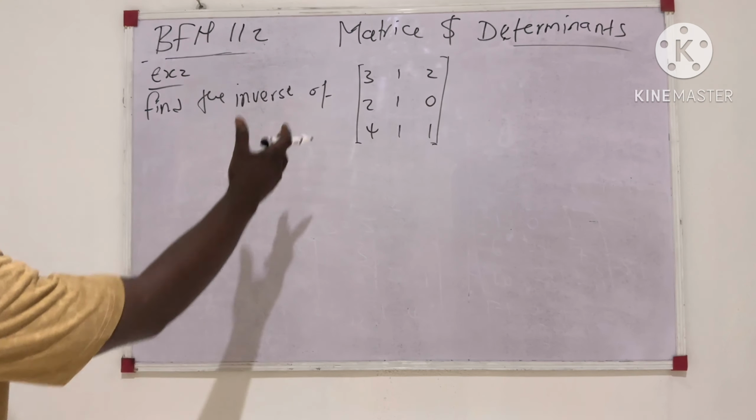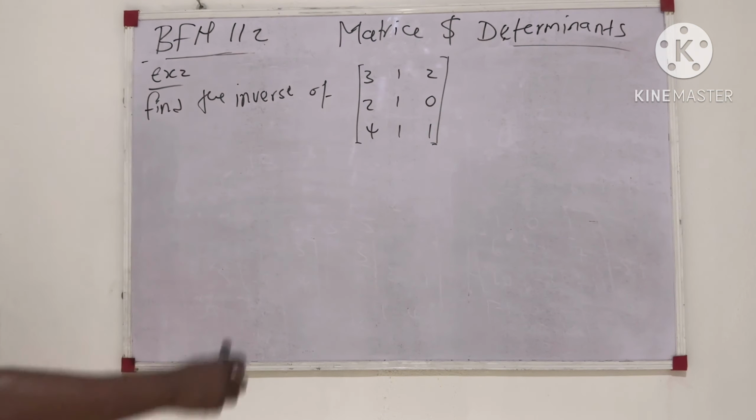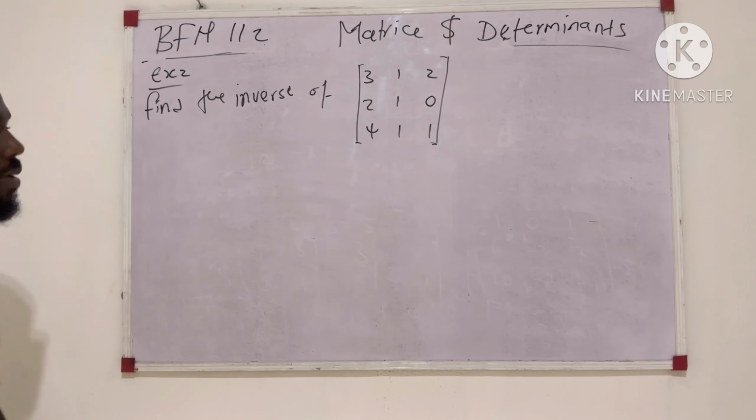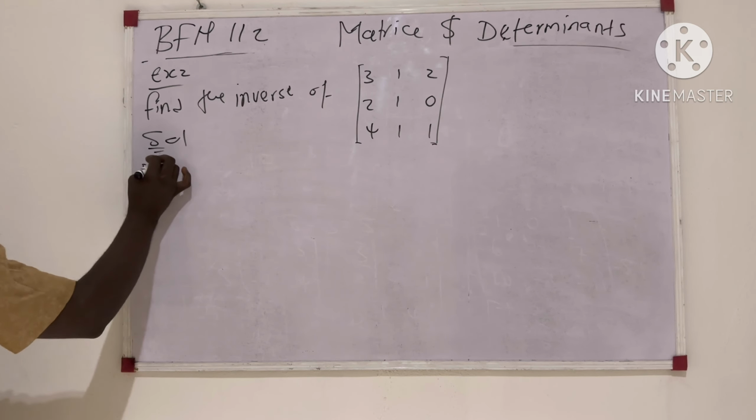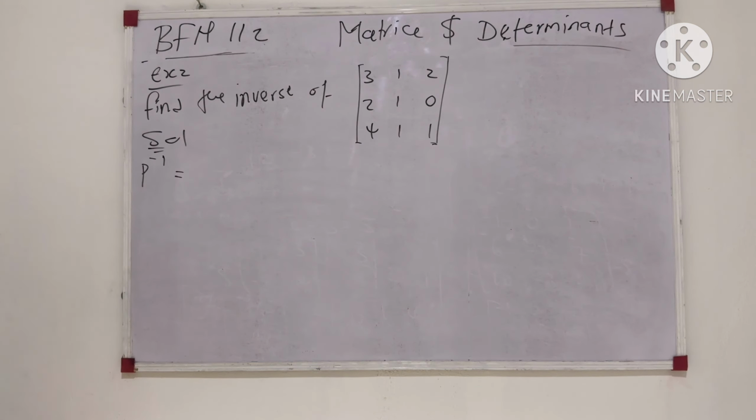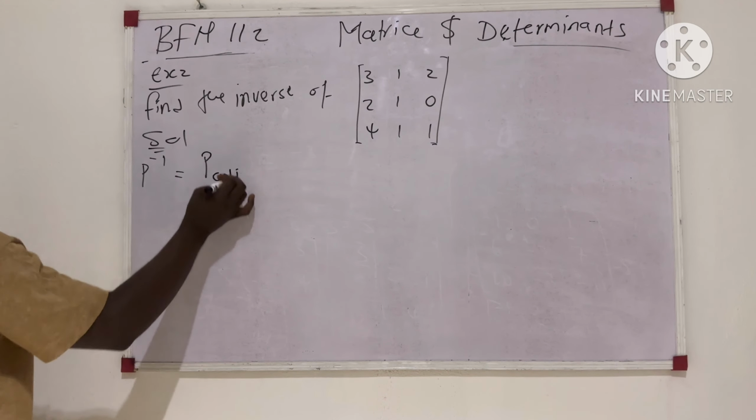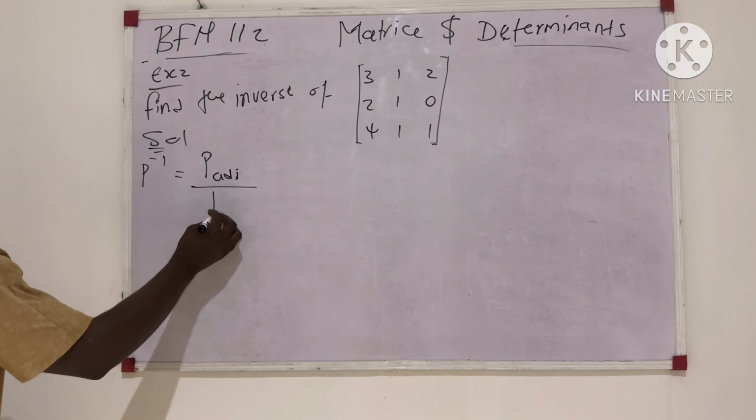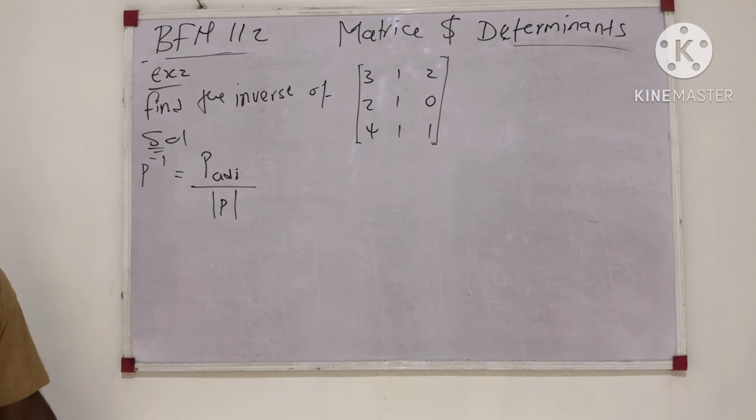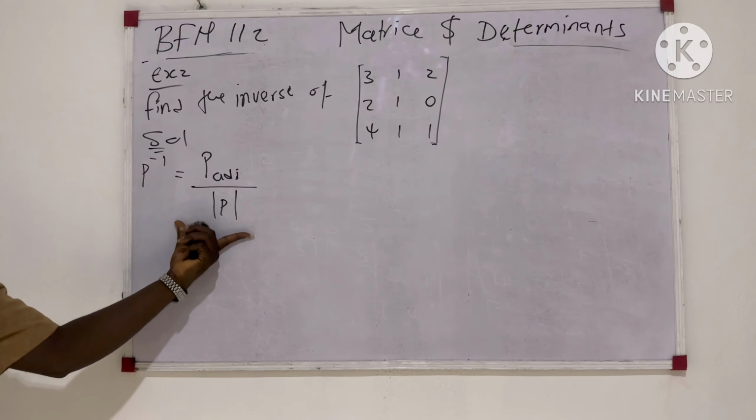Let us assume the matrix is matrix X or matrix P, or you can give it any value. If we are using P, it means that P inverse becomes, this is the formula you use, P adjoint over the determinant of P. This is the formula we're going to be using: P adjoint over the determinant of P.